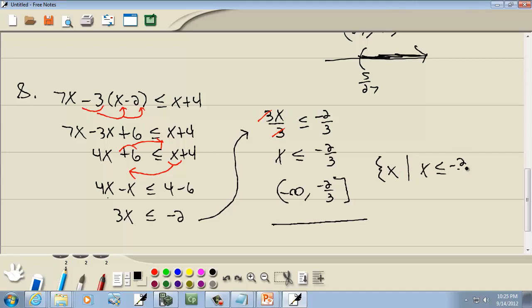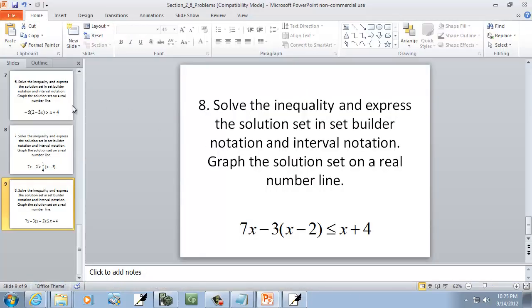Okay, set builder, put curly brackets, x with a vertical bar. X is less than or equal to negative 2/3. Okay, the graph. Bracket on negative 2/3. Shade, we're going to negative infinity, so we're shading negative infinity. And those would be our answers. And actually, that's the end of that section, too.